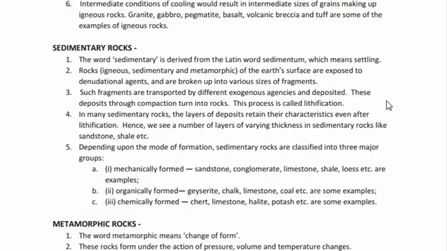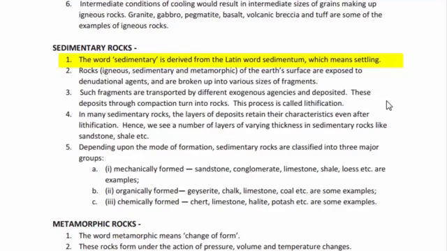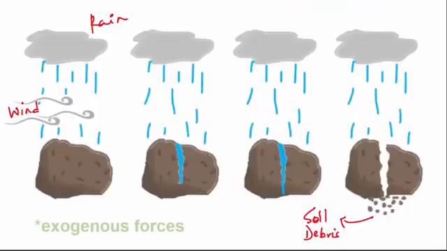Now we move on to the second type, sedimentary rocks. The word sedimentary is derived from the Latin word sedimentum, which means settling. First of all, sedimentary rocks can be easily broken down into tiny sediments of mud and soil debris. They also have the tendency to settle down in the Earth's surface easily. Rocks of the Earth's surface are exposed to denudational agents and are broken up into various sizes of fragments. These denudational agents are also referred to as exogenous forces like wind, water, ice, etc. These forces over time erode the rock and break it down into small soil debris.